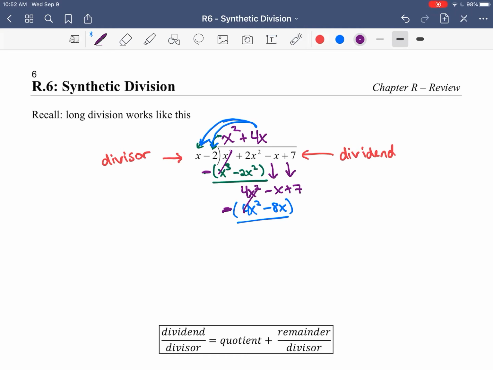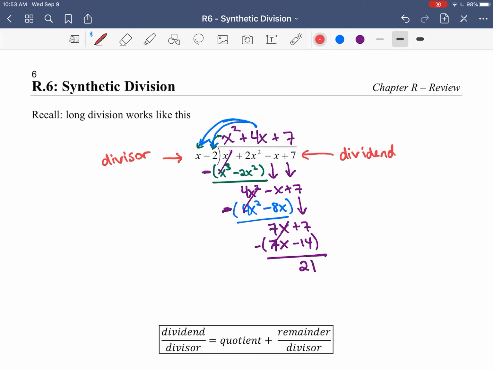The first term goes away, and then I have negative x minus negative 8x, so that's plus 8x, so I'm going to have 7x. And then I bring the plus 7 down. Now I do it all over again. What do I need to multiply x by to get 7x? Well, I want to multiply by plus 7. I multiply both things, so that's 7x and minus 14. And then I subtract all of that. The 7x's go away. 7 minus negative 14 is going to be 21.